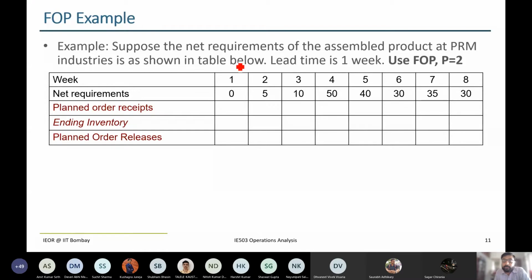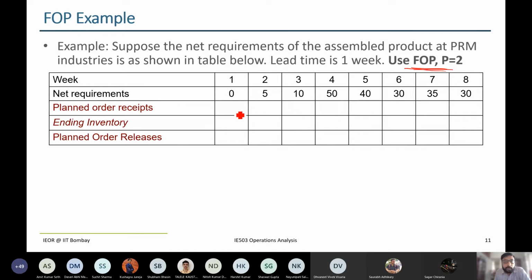Let's look at it. Suppose net requirement of the assembled product at PRM industry is shown below. Again, the lead time, so the example is going to remain the same. We are just going to change the lot sizes and come up with new actual orders. Now I've written that FOP and P equal to 2. That is the lot sizing that we are going to use. P equal to 2 means whenever a production happens, we do it for 2 periods.